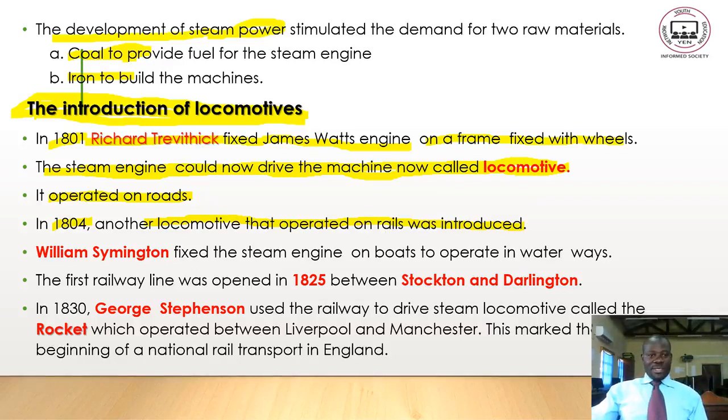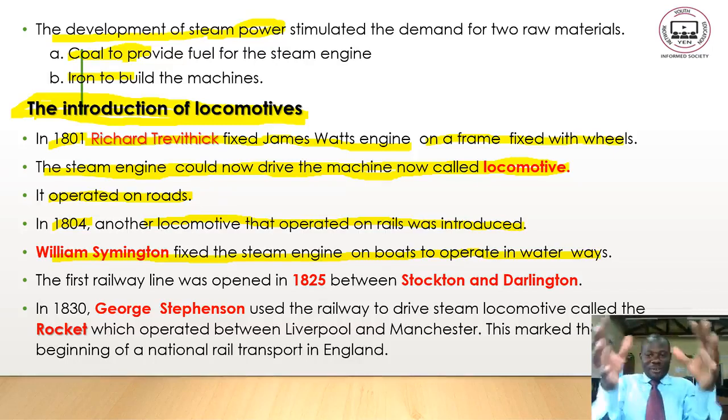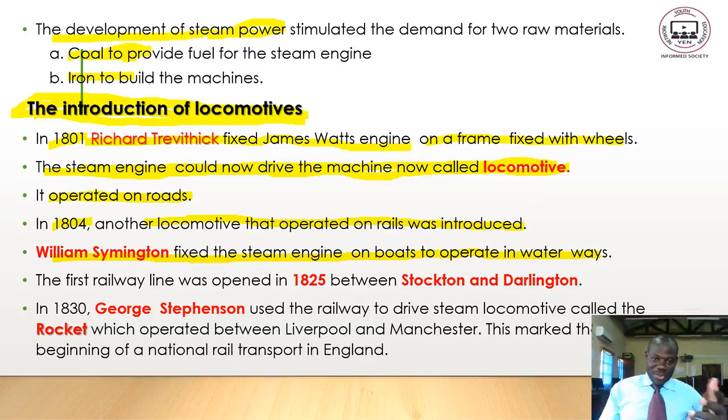So William Symington fixed the steam engine on boats to operate on waterways. Another one again took that James Watt machine and put it on the frame on the waters, and it could drive on the waters. That was the beginning now of boats or the ships now. So we see the industrial revolution.